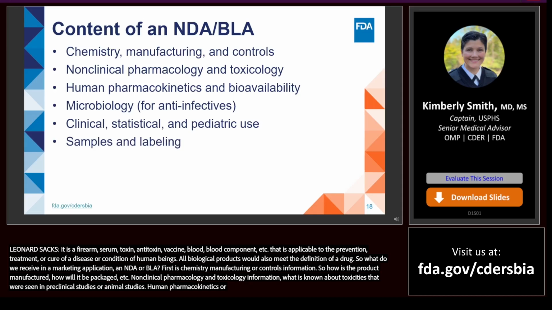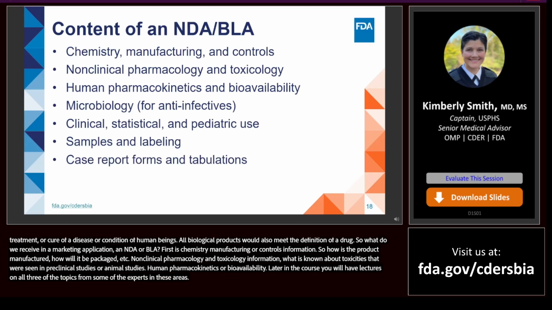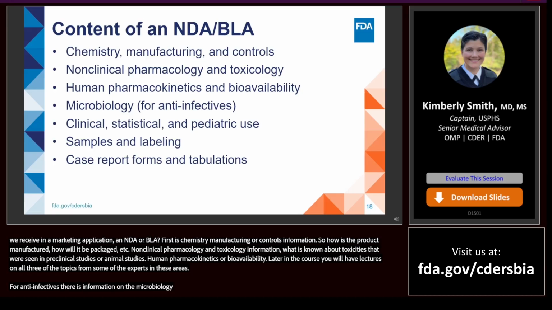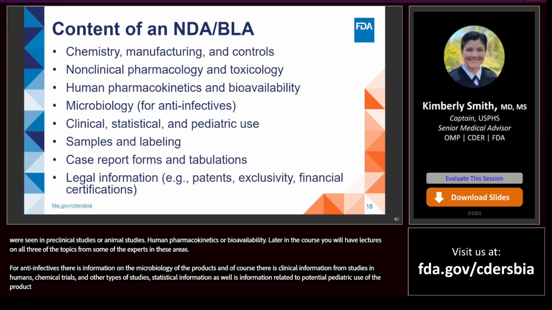We get samples, as well as information on product labeling. And then for participants in trials, we do get case report forms describing events that may have happened during the studies, as well as data sets where we can actually reproduce some of the analyses necessary to confirm the efficacy and safety findings of the study, as well as to conduct additional analyses if needed. And then finally, we receive legal information. So information from the applicant about patents, exclusivity, financial certifications, and so on.